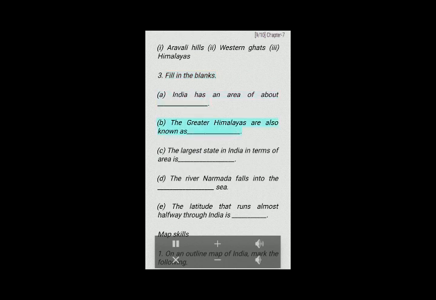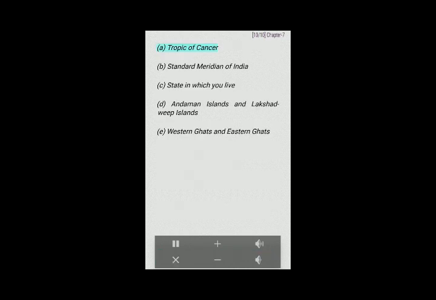3. Fill in the blanks. A. India has an area of about blank. B. The Greater Himalayas are also known as blank. C. The largest state in India in terms of area is blank. D. The river Narmada falls into the blank sea. E. The latitude that runs almost halfway through India is blank. Map skills. 1. On an outline map of India, mark the following.